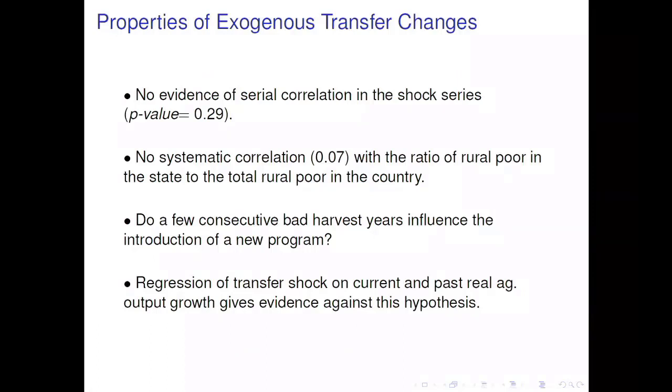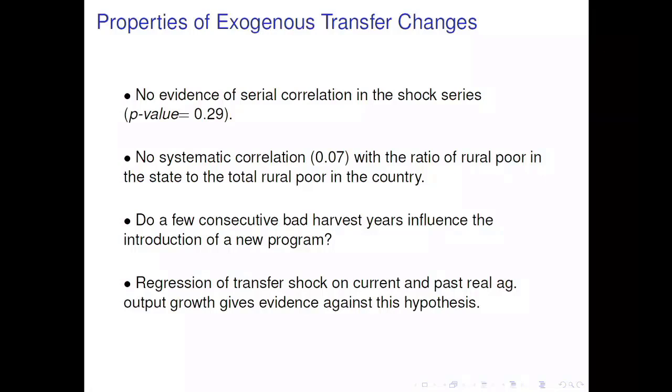What are the properties of these exogenous transfer changes? One, no evidence of serial correlation in the shock series, which is important. There's no systematic correlation with the ratio of rural poor in the state to the total rural poor in the country. Why do we want to check this? Because this can be endogenous, and if it indeed is a shock series, it shouldn't be. And what we also want to understand is, do a few consecutive bad harvest years or a few negative shocks influence the introduction of a new program at the national level? The way we check that is by having lags of the dependent variable to see if they explain shocks, and they don't.